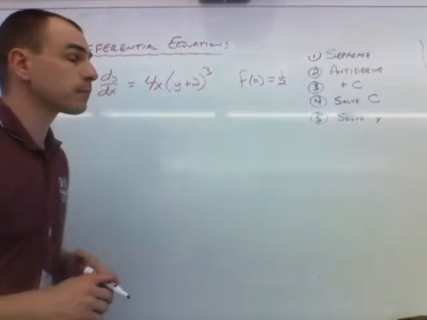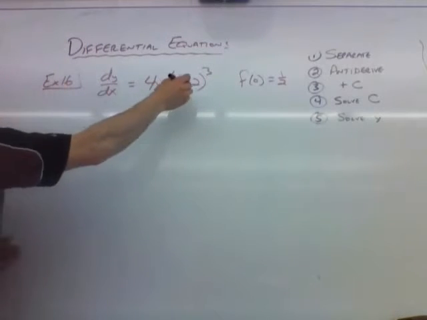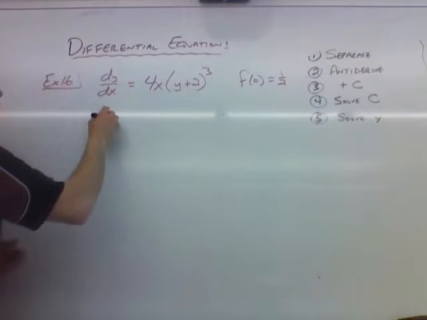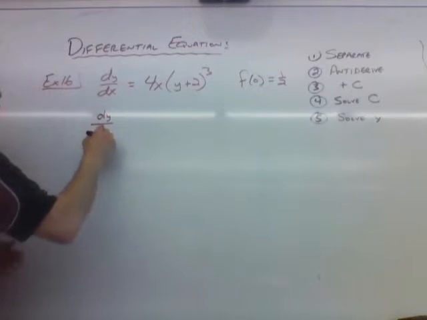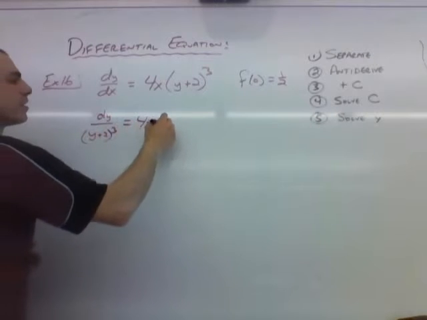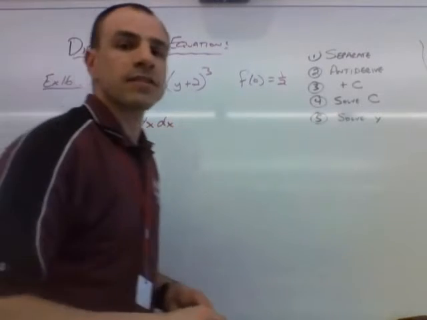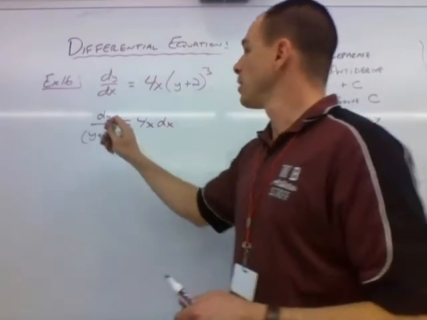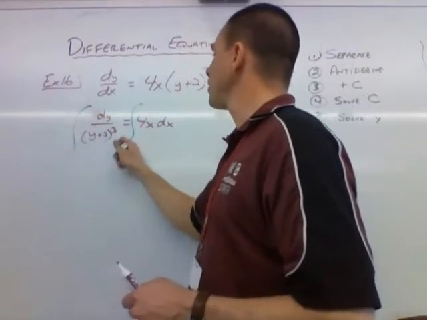You can pause the video as need be, but let's go ahead and see what the solution is for this differential equation. We're going to divide both sides by y plus 2 cubed. So we have dy over y plus 2 cubed equal to 4x dx. Okay, that's how we can separate our variables. That's basically the only way that we can separate our variables. All right, so we're going to anti-derive both sides.